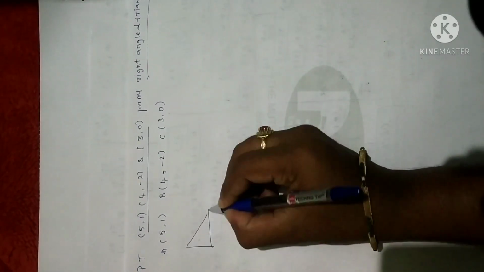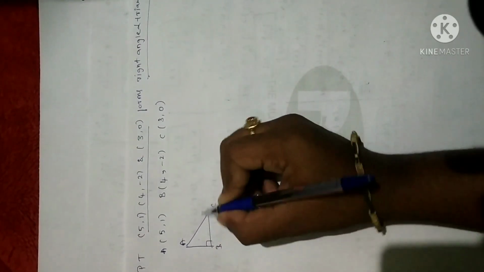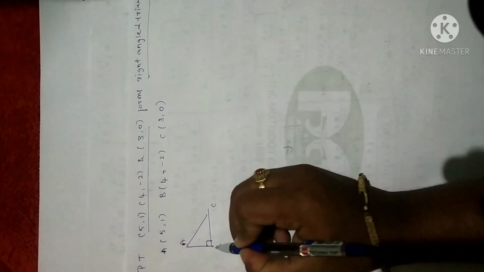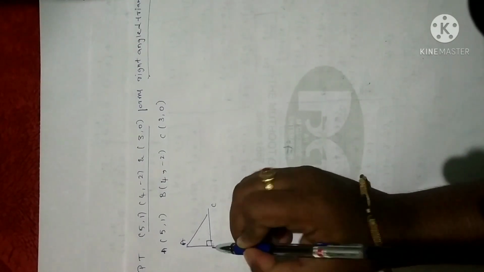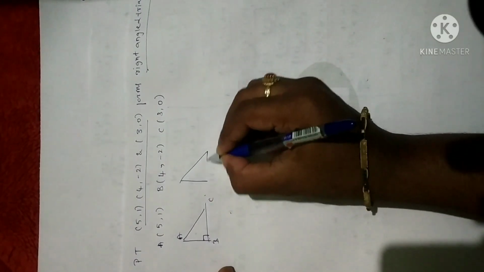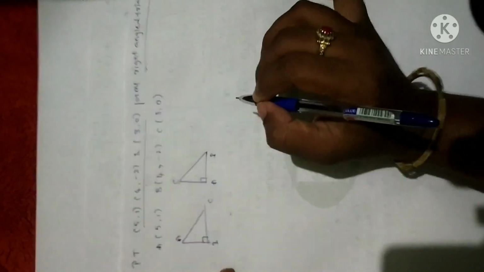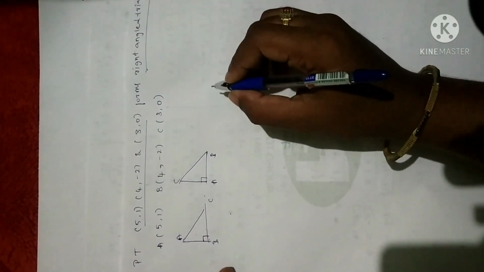But initially we don't know. Suppose, let's see here, I'm going to draw something like this. Fine. Initially we don't know which is the hypotenuse side. Suppose if I take this vertex as B, then AC will become the hypotenuse, right? Suppose if I take this vertex as A, then BC will become the hypotenuse. So I cannot directly write Pythagoras theorem and verify something else. So I cannot write this.